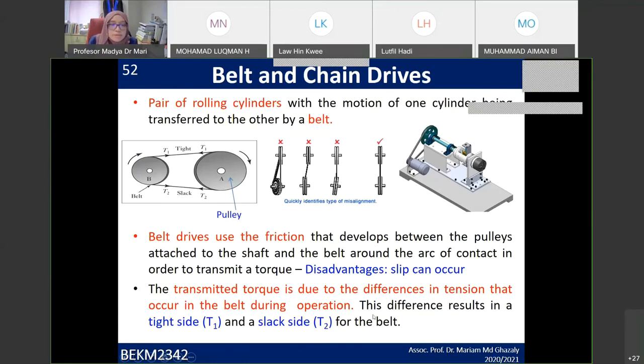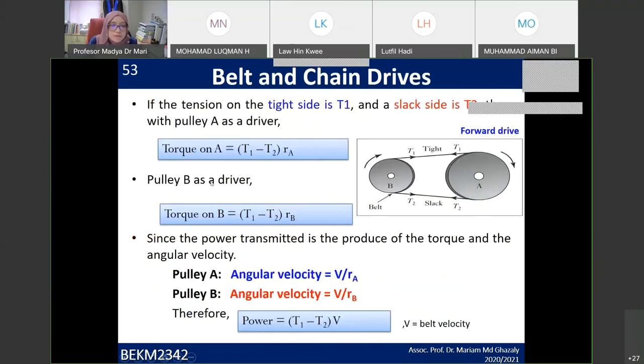Okay, so the disadvantage of using belt drive is that, as you see here, slip can occur. So what does it mean by slip? Slip means that the belt will come off from this pulley. Because of the fast rotation, sometimes it will come off. This is also an advantage of using belt drive: it's similar to gear. It can transmit power to increase the torque or reduce the torque depending on the size of the pulley, A and B. Okay, so just go through this one.